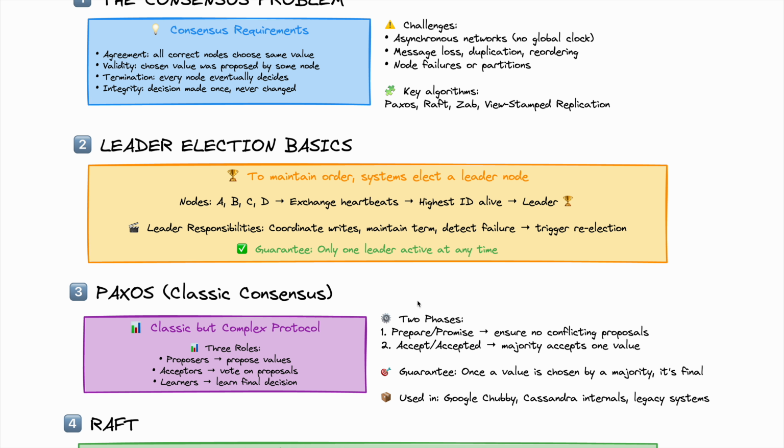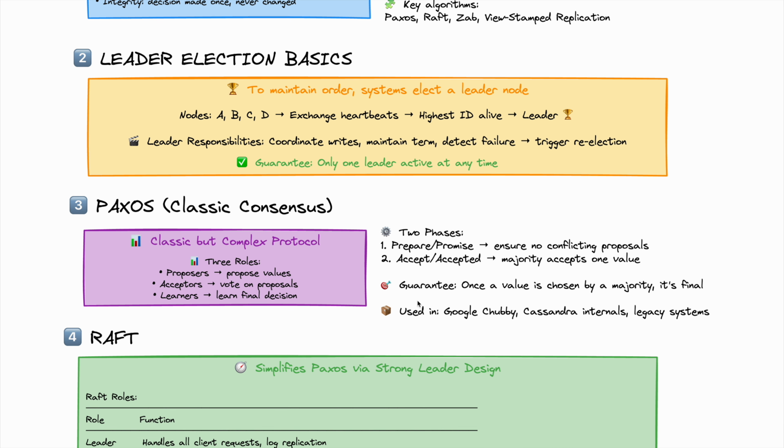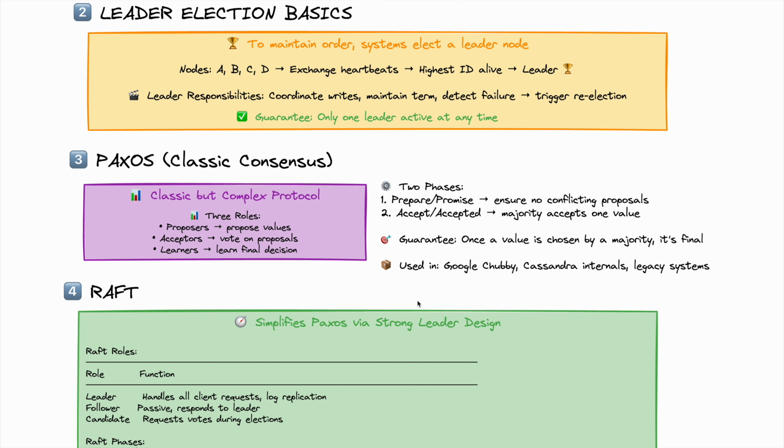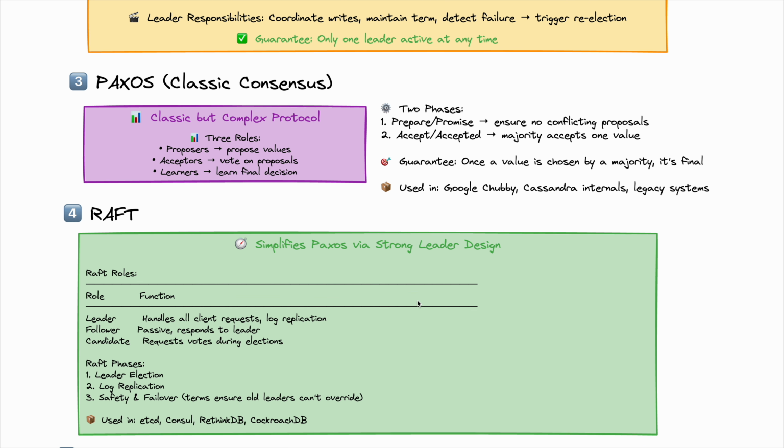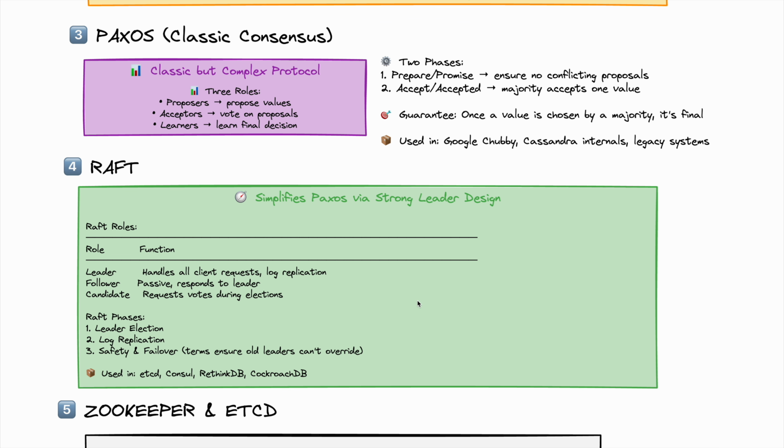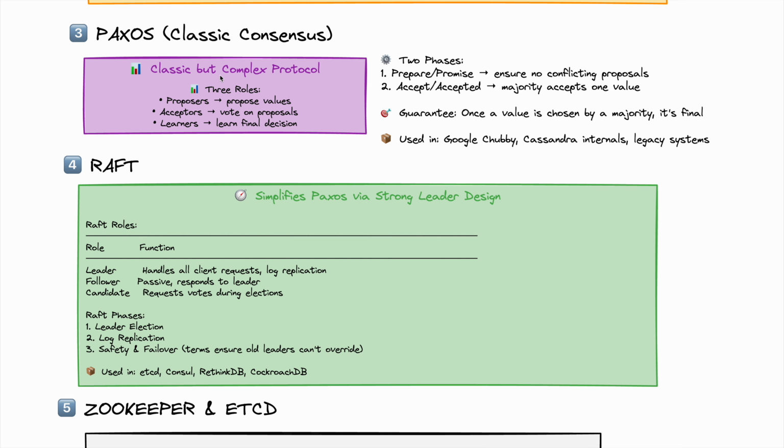Now let's see the exact implementation of the two most widely used consensus algorithms in distributed systems. The first one is Paxos, a classical consensus algorithm. Each node has one of these roles. The proposer proposes the value, as we have seen earlier, so let's say nodes A, B, and C are proposing values. We have acceptors, who are not proposing any value but just voting on the proposal. And also learners, who just learn the final decision, so they accept the value.